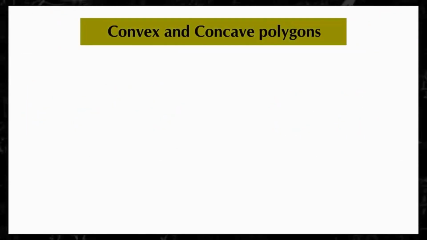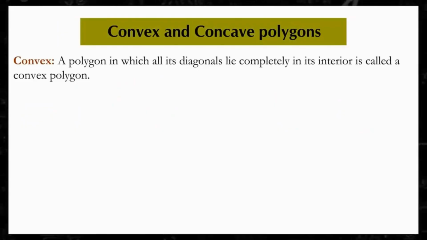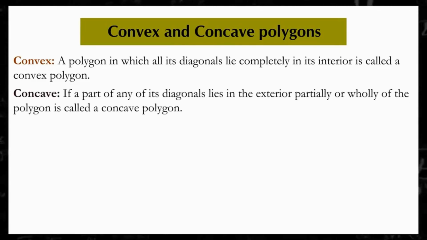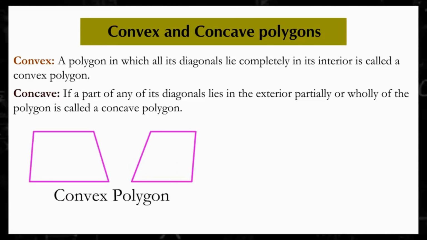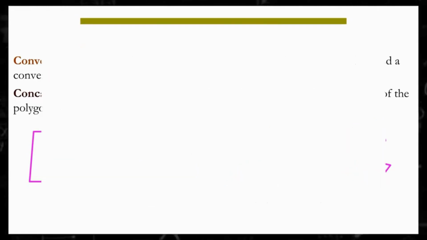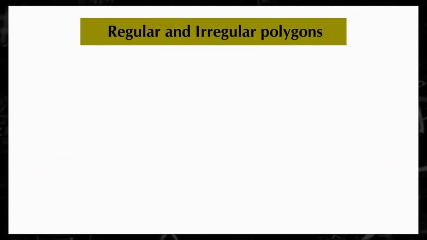Convex and concave polygons. Convex: a polygon in which all its diagonals lie completely in its interior is called a convex polygon. Concave: if a part or any of its diagonals lies in the exterior, partially or wholly, of the polygon, it is called a concave polygon. Convex polygon, concave polygon.